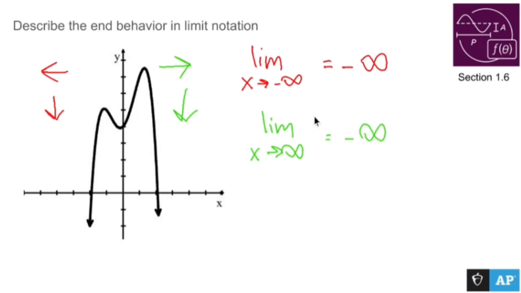What you're allowed to do, you're allowed to go in the same exact spot both times, that's fine. But this is how you would describe this polynomial in limit notation if we care about its end behavior.